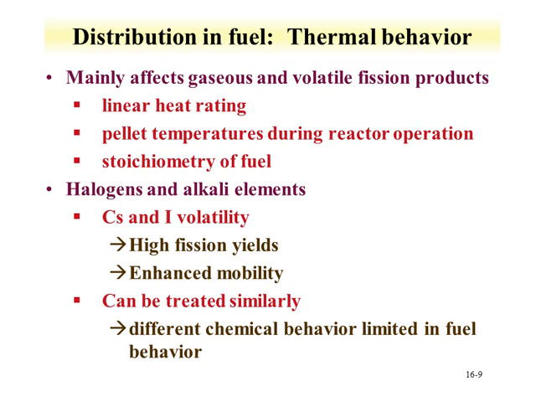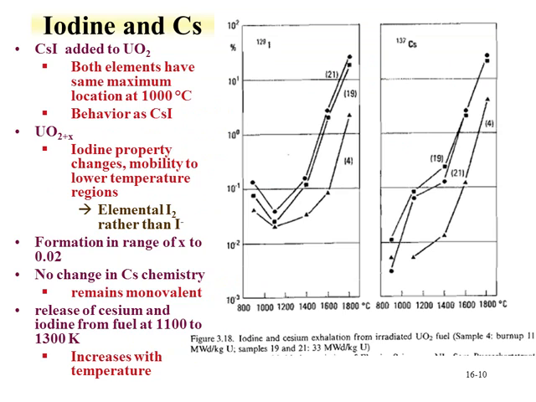Both of them have relatively high fission yields, and they have enhanced mobility within the fuel. In most cases, they can be treated similarly, which means that one could imagine the cesium and iodide could even be transporting as the same chemical form. An experiment was done where cesium iodide was added to UO2, and both elements have the same maximum location at 1,000 degrees. So this behavior, even at 1,000 degrees, was really just driven by the cesium iodide. The cesium and iodide were moving together.